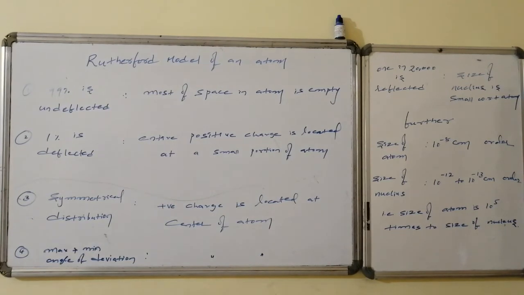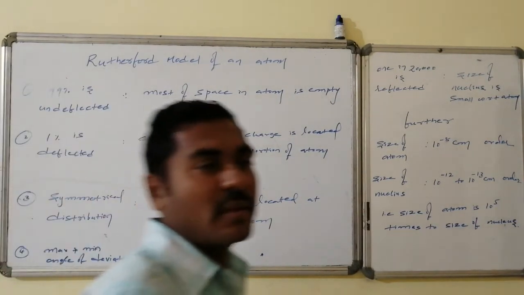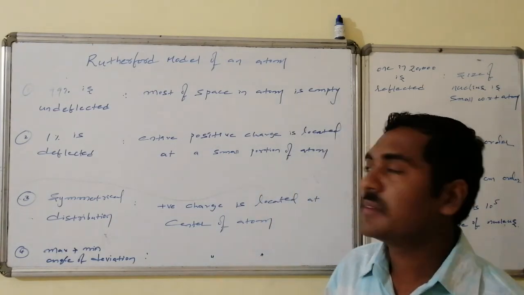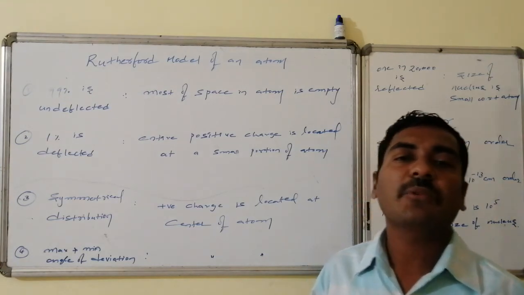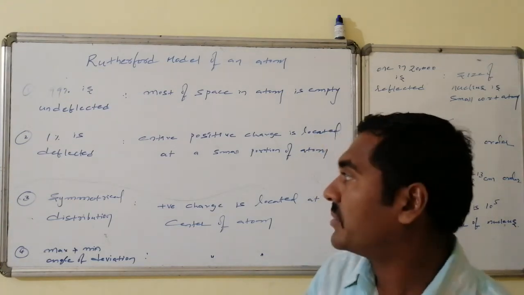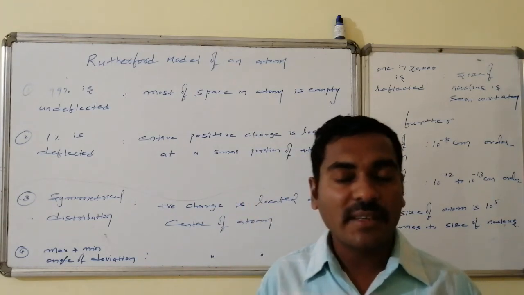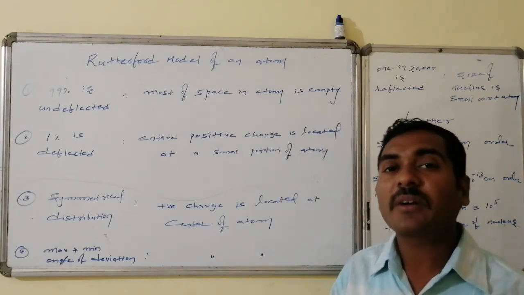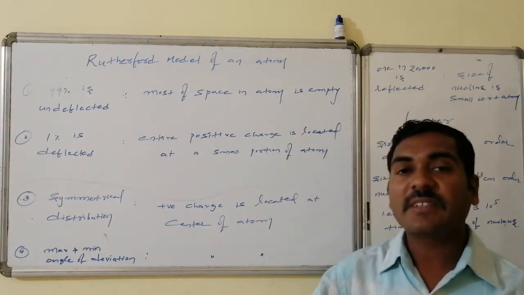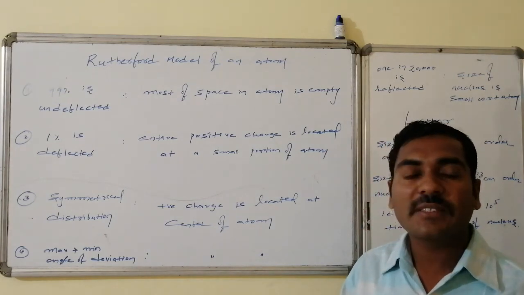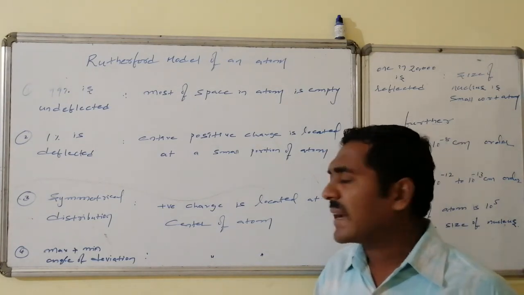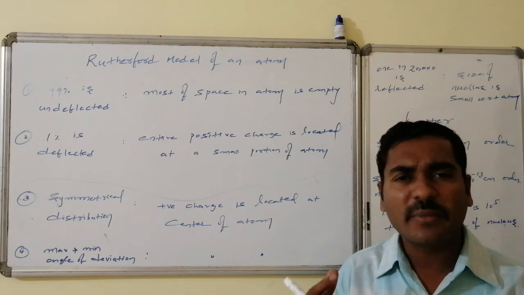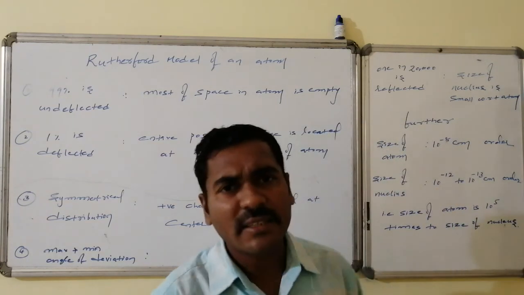From the experimental observations, inferences can be obtained for the Rutherford model. 99% of the alpha rays are undeflected. The meaning is most of the space, almost 99% of the space in the atom, is empty. 1% is deflected. The reason for the deflection is the same charge, that is, positive charge is located at a small part of the atom. Symmetrical distribution of the scintillations was observed, that is, positive charge is located at the center of the atom, and the symmetry of maximum and minimum angles of deflection also indicates that it is present at a symmetrical location, that is nothing but the center of the atom.